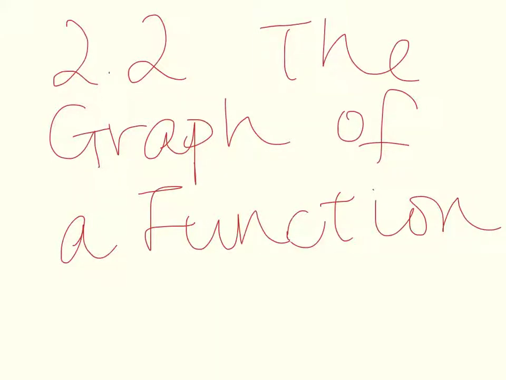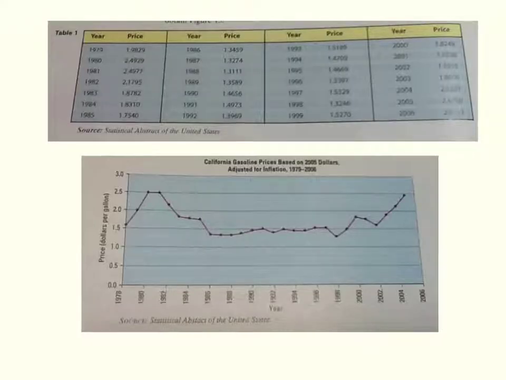2.2, the graph of a function. So what is the graph of a function? The graph of a function is when you take this set of data, with all of your domains and all of your ranges, and you plot each and every single point so that it turns into a visual of all that data. Now, how do we know that this graph is indeed a function?